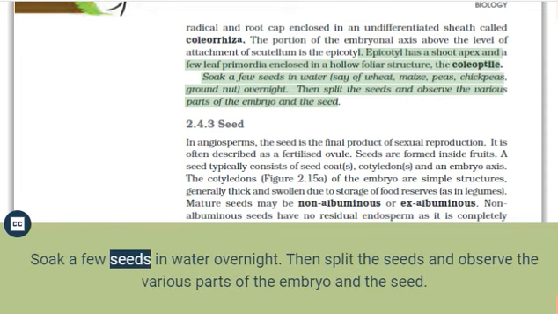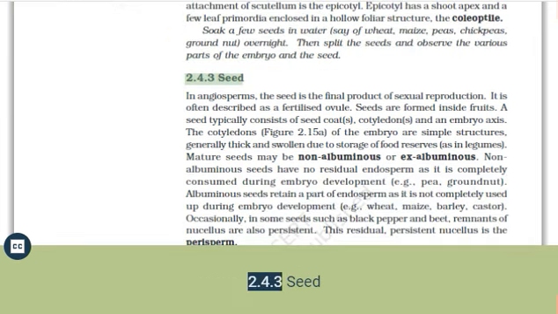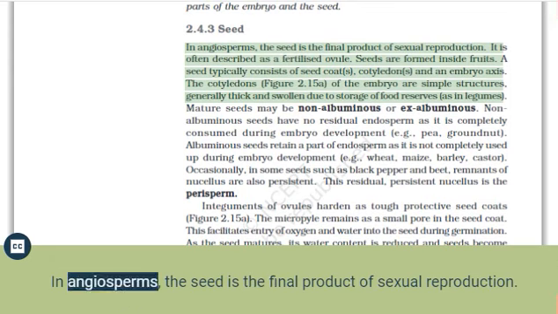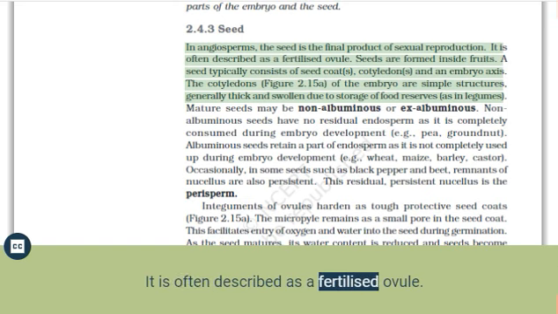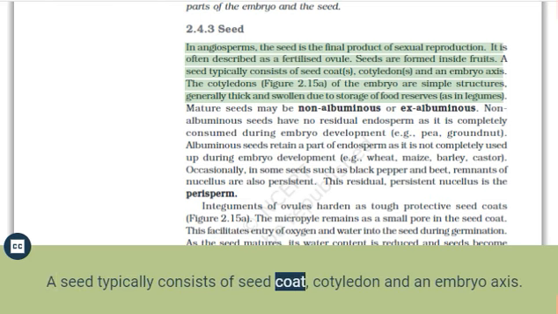Soak a few seeds in water overnight. Then split the seeds and observe the various parts of the embryo and the seed. 2.4.3 Seed. In angiosperms, the seed is the final product of sexual reproduction. It is often described as a fertilized ovule. Seeds are formed inside fruits. A seed typically consists of seed coat, cotyledon, and an embryo axis.